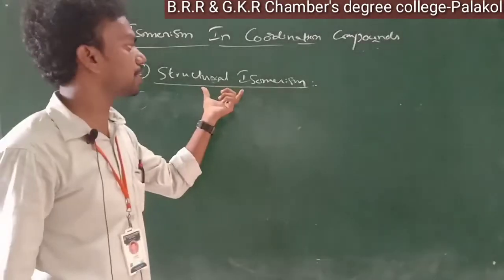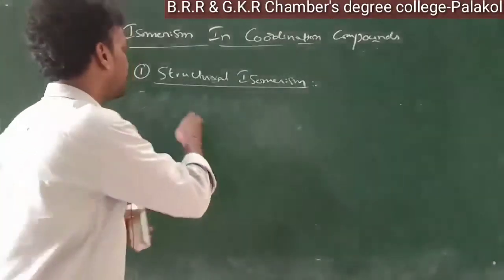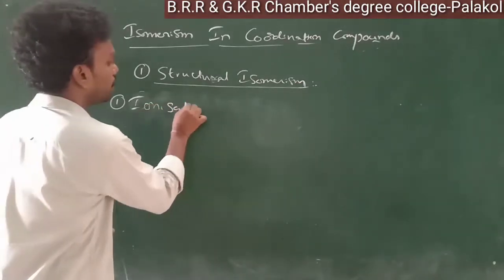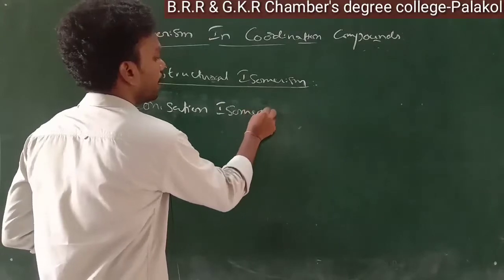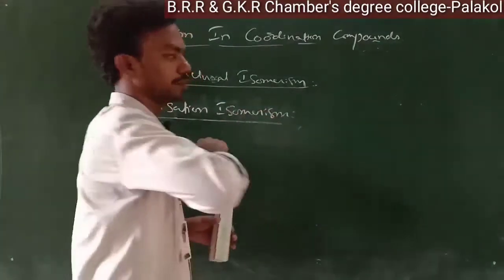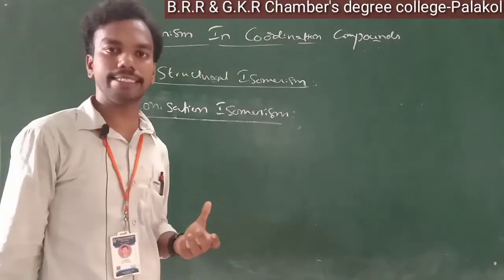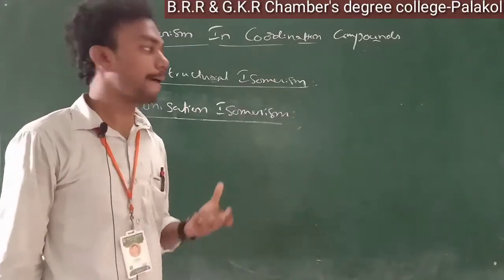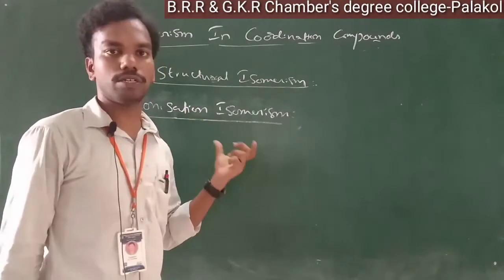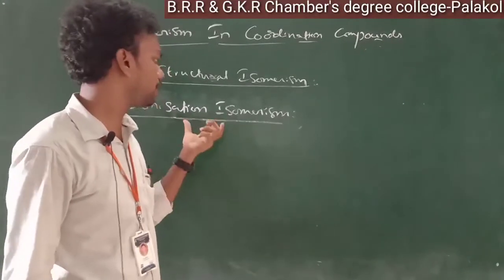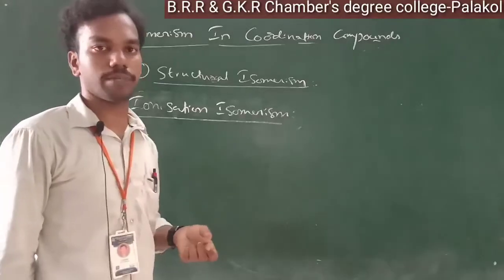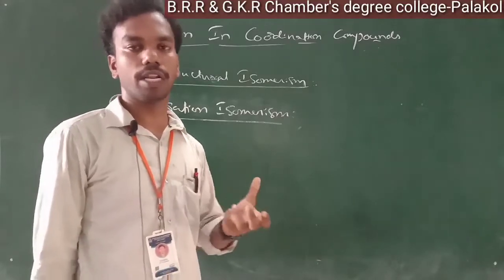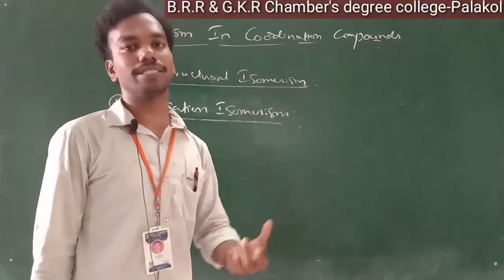In structural arrangements we have different types of isomerisms. The first one is ionization isomerism. So complexes which contain the same molecular formula but form different ions in the solution are called ionization isomers, and the phenomenon is called ionization isomerism, right? Okay, what is ionization isomerism? The complexes having the same molecular formula but forming different ions in the solution.